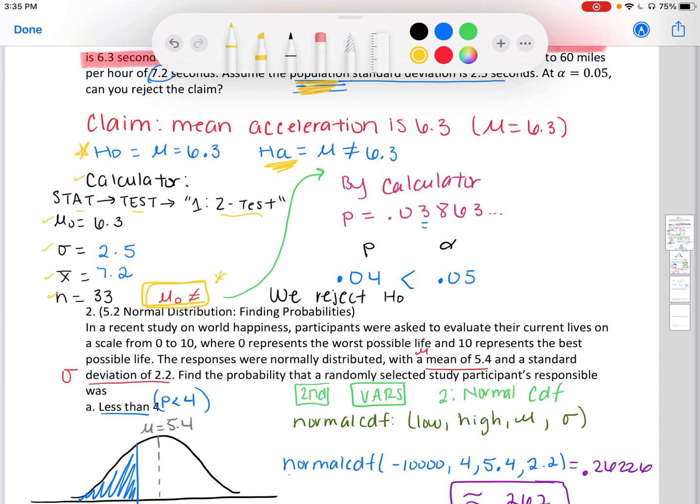So our calculator says that our P is 0.03. We compare our P to our alpha. And 0.03 is less than 0.05. So because it's less than, we reject the null.